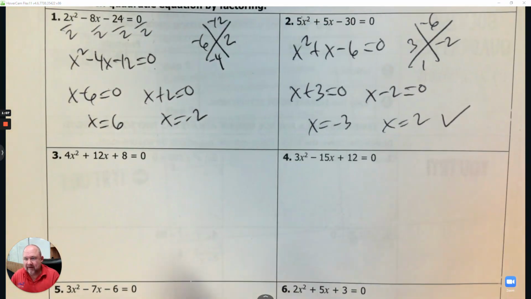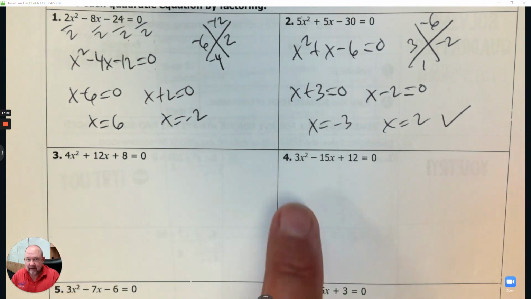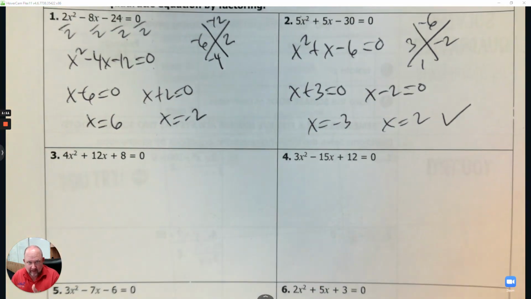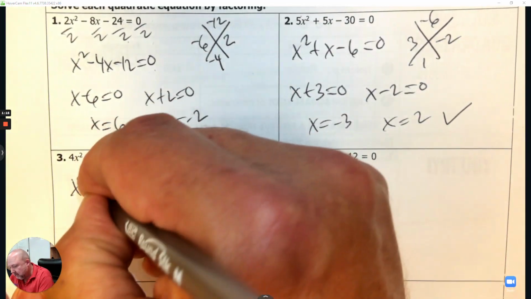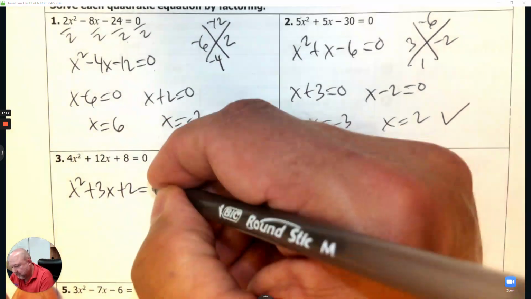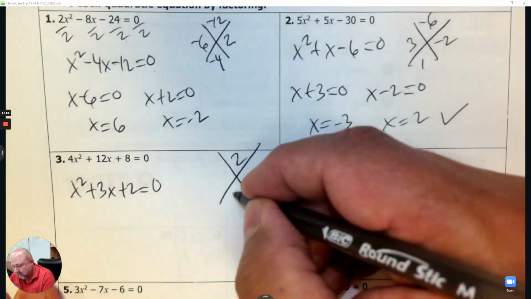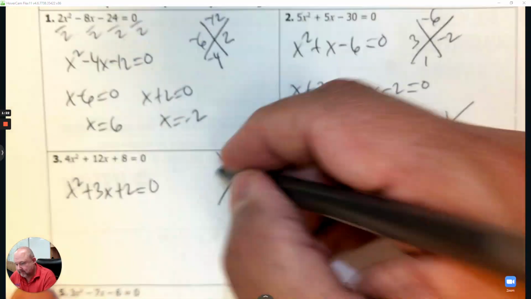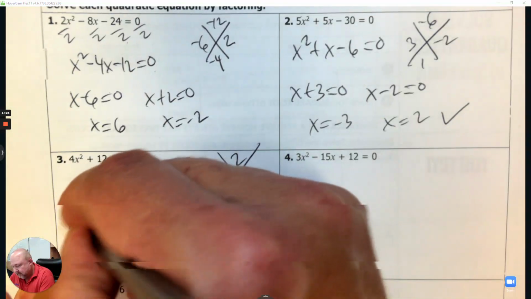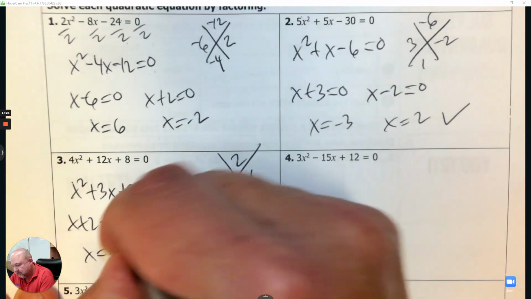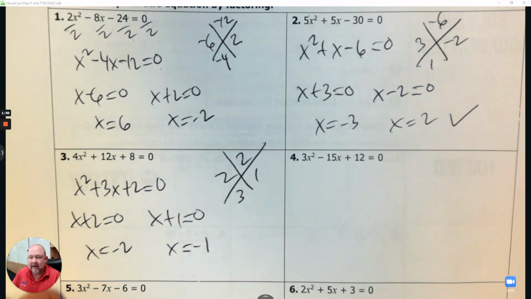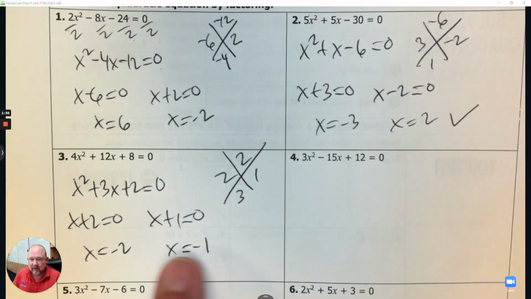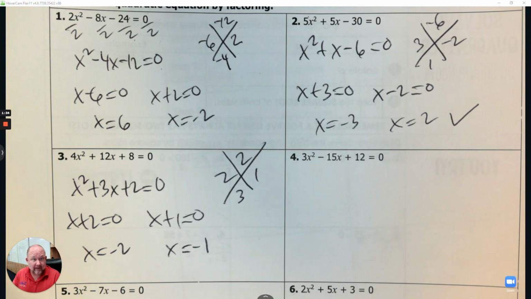Let's try number 3. Divide, and then factor it. Try it, press pause. Let's see if you did it right. 1x squared, 3x plus 2. So the two numbers multiply to 2 and add to 3. That's 2 and 1. And then you solve each one. So take each factor, make it equal to 0, and solve it. So one answer was negative 2, and one answer was negative 1. Did you do it by yourself?